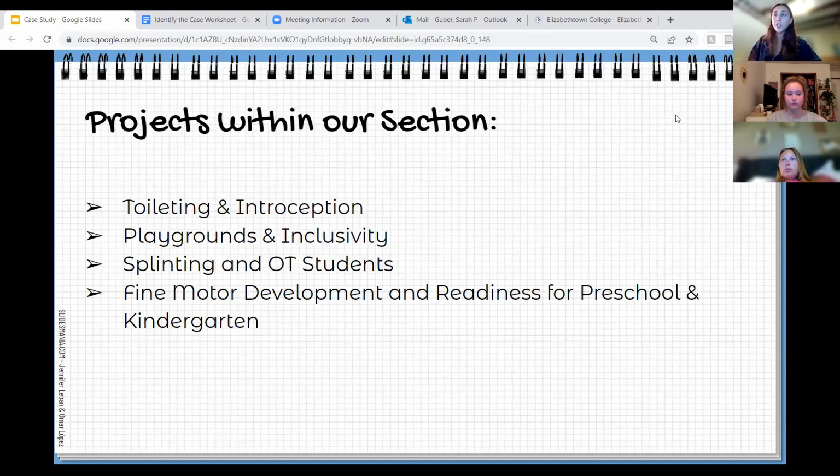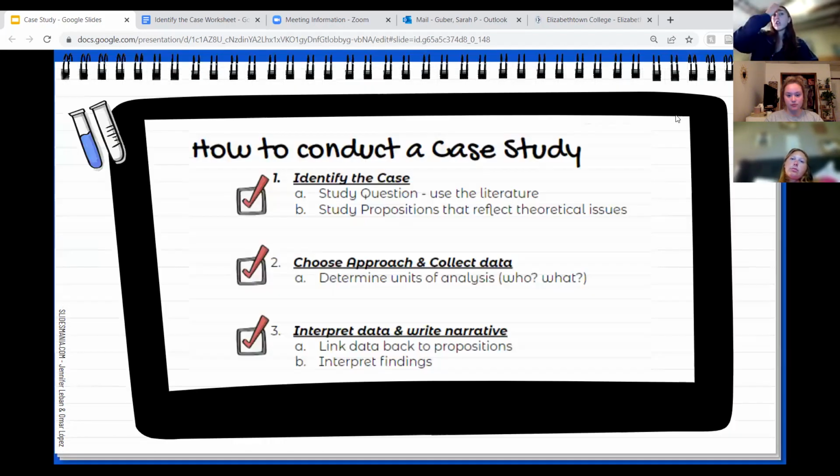Just as a refresher, the different grad groups within our section are: toileting and interoception, playgrounds and inclusivity, splinting and OT students, and fine motor development and readiness for preschool and kindergarten. Also as a refresher, you might recognize this slide if you were paying attention. These are how to conduct a case study. We have those 3 big steps, and with the worksheet, we're going to chunk out this potential hypothetical case study within these 3 steps.